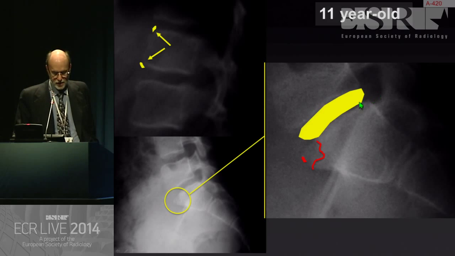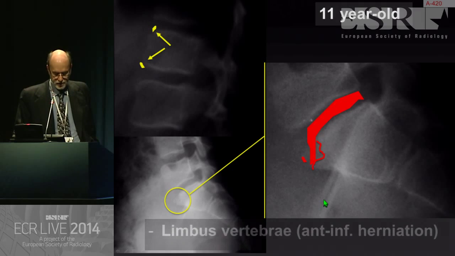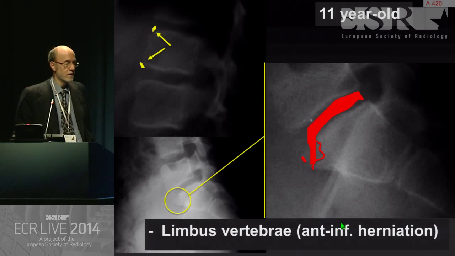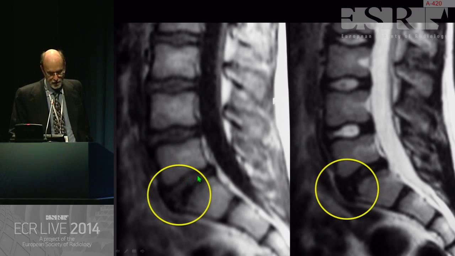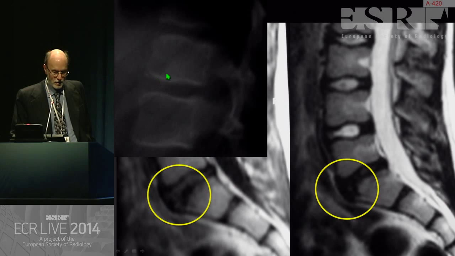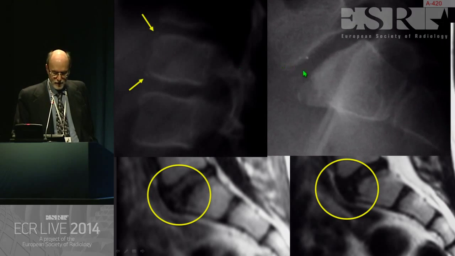This is how the disc should be, and the disc has been herniated, anterior inferior herniation, the so-called limbus vertebra, as was demonstrated in the magnetic resonance, how the disc is dehydrated and has herniated through the anterior inferior part of the vertebral body. Look at the rest of the disc, normal appearance. So in this patient coexisted normal ring apophysis at the lower thoracic level, but abnormal limbus vertebra at the S1 anterior vertebral body.